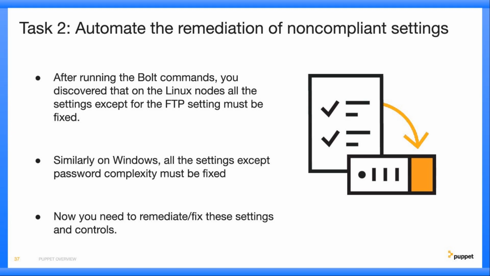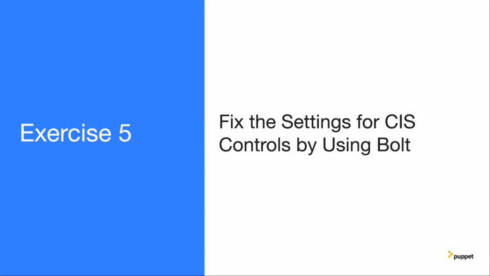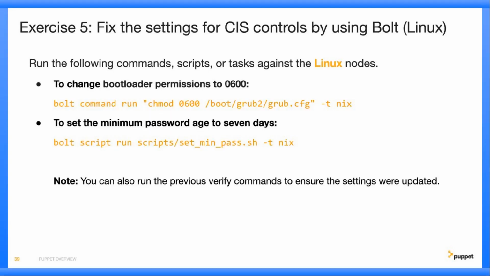Just now in the previous task, you discovered that on your Linux nodes, all the settings except for the FTP must be fixed. Because FTP is not installed, but the rest are non-compliant, so we will need to fix them. Similarly for Windows, all the settings except for the password complexity must be fixed as well. So we need to fix all these settings and controls. So how do we do that? We're going to do exercise number 5, which is to fix the settings for CIS controls using both. All right, so this is quite straightforward.